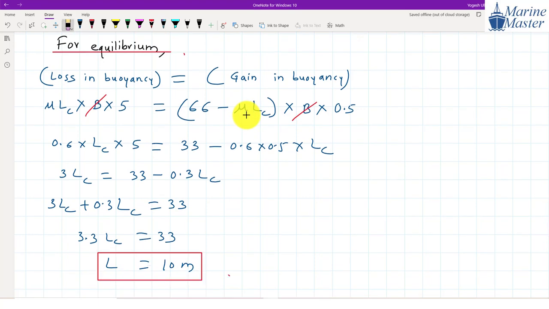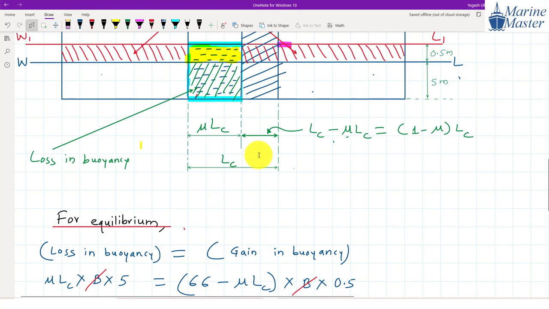So in this way, we got the length of the midship compartment, and that is our target. Got it now? My point, everyone, is that you just have to understand.